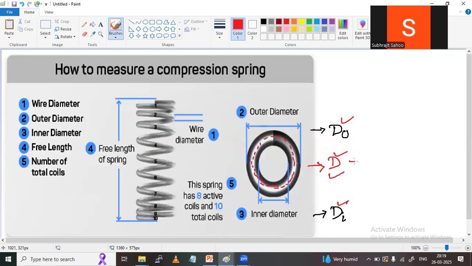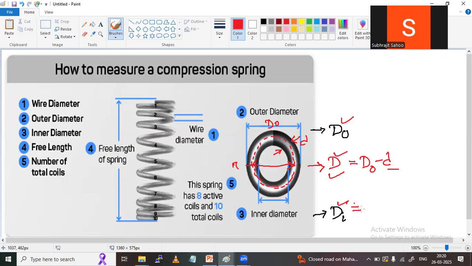then D can be found as Do minus d. Okay, see, this is Do. So from here to here, it is D. Then I will subtract this radius. This is the wire diameter. Wire diameter is small d. So I have to subtract this radius and this radius from the Do, then I will find the D. So 2 times radius is nothing but d. So Do minus d gives D.